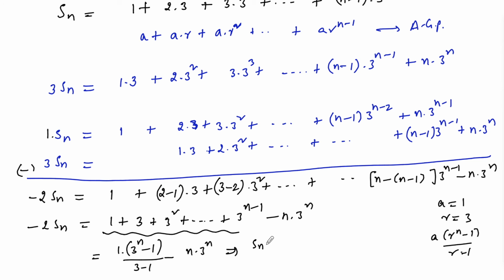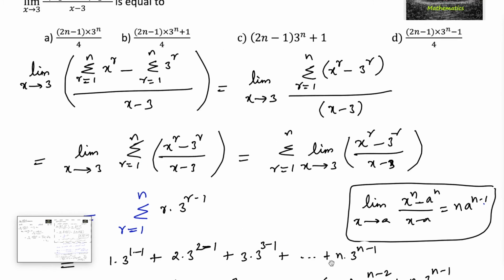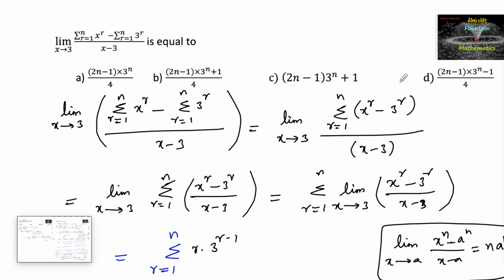So which implies Sn is equal to minus 1 by 2 times 3 power n minus 1, here the denominator is 2, so minus 2 times n into 3 to the power of n divided by 2 we can write, and finally we can give the answer here. Here 2n minus 1 times 3 to the power of n plus 1 divided by 2 into 2, that is 4. So we can go with option B. Option B is the answer.